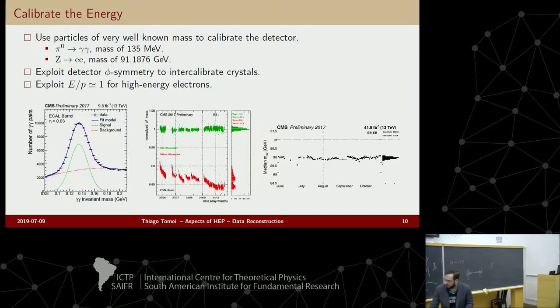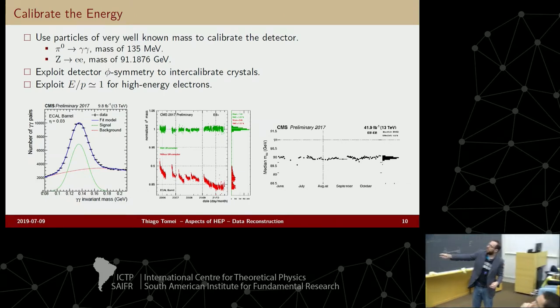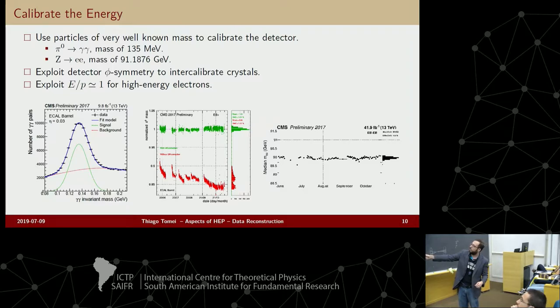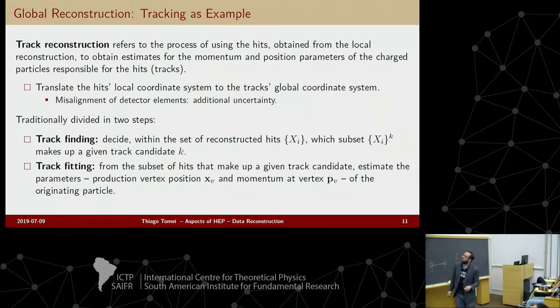Does it work? Of course. You see here that if you didn't do the calibration, the mass of the pi zero would start to drift in time, and this is just half a year, June to end of November. And if you do calibrate, then you see that the mass is more or less stable, both for the pi zero, and here you see also for the Z boson. This is an example of how to make a hit.